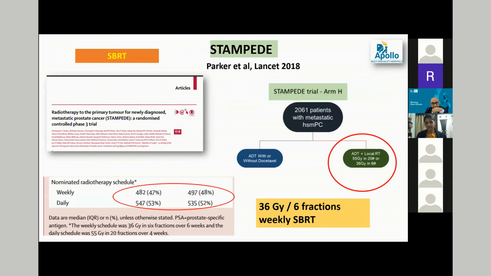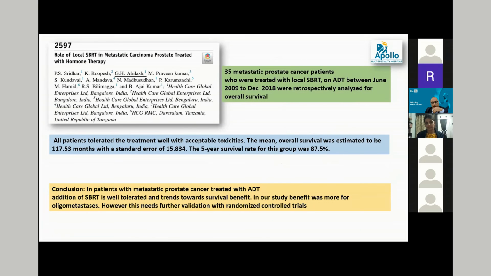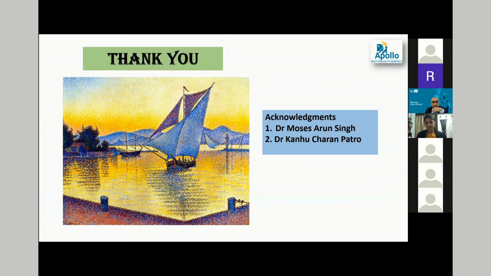So we now have the STAMPEDE data. I think the STAMPEDE data is huge. Lots of patients were treated with this regimen, that is 36 Gy in 6 fractions weekly SBRT. And as SBRT is evolving, as we know, in localized prostate cancer also SBRT is coming in a big way, and people are trying daily fractionation instead of weekly fractionation SBRT. And from India also, from TMC Kolkata, Dr. Indranil Malik has presented his paper in localized prostate cancer. And I believe that soon in metastatic prostate cancer also this regimen will become more and more popular and more effective. So thank you for inviting me.